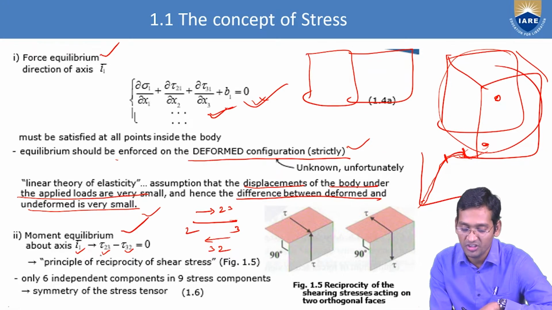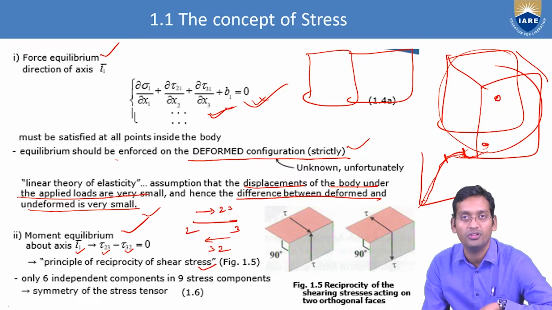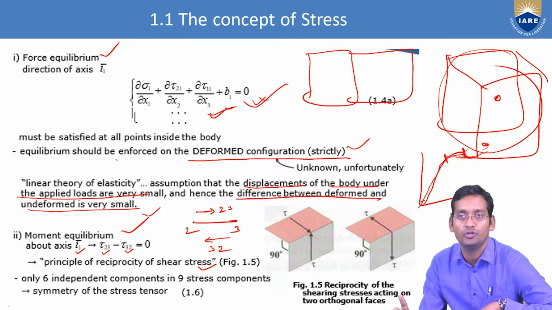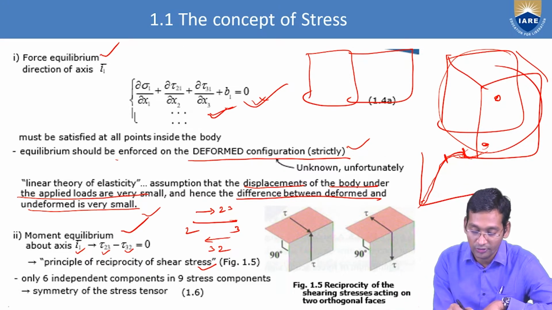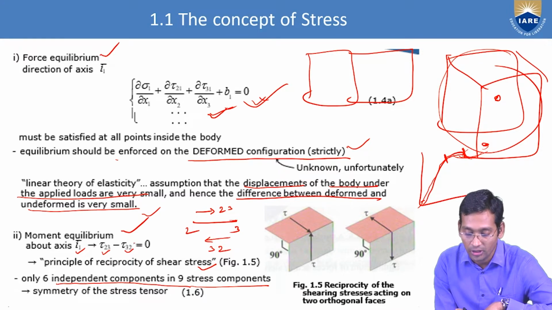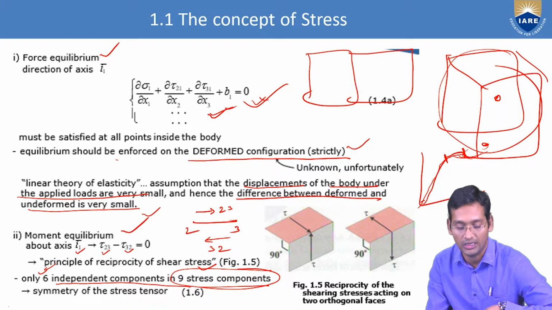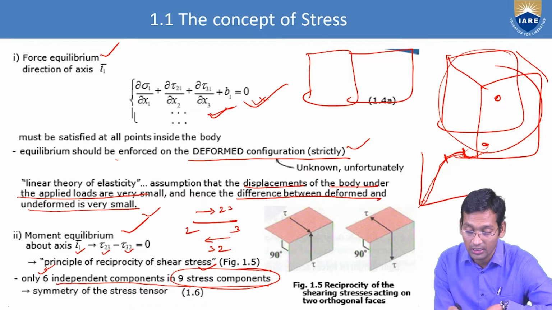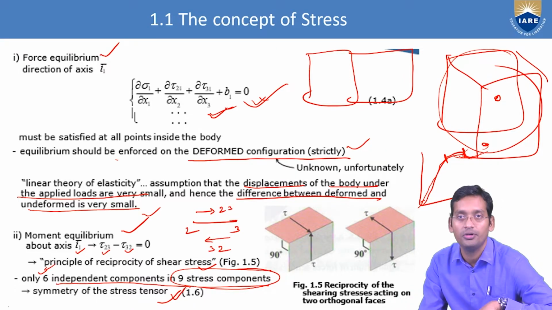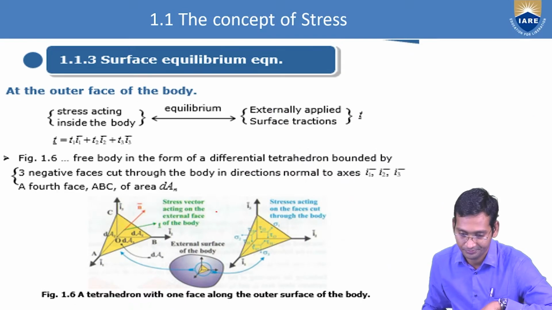And this is the principle of reciprocity of shear stress. That means in all directions the moment must be equal to 0 for a balanced or equilibrium body. So in this case, only 6 components are independent out of 9 stress components, right? Because of the equilibrium, 3 are constrained, so the body is not moving, and only 6 are independent out of 9. Or you can say it is the symmetry of the stress tensor.